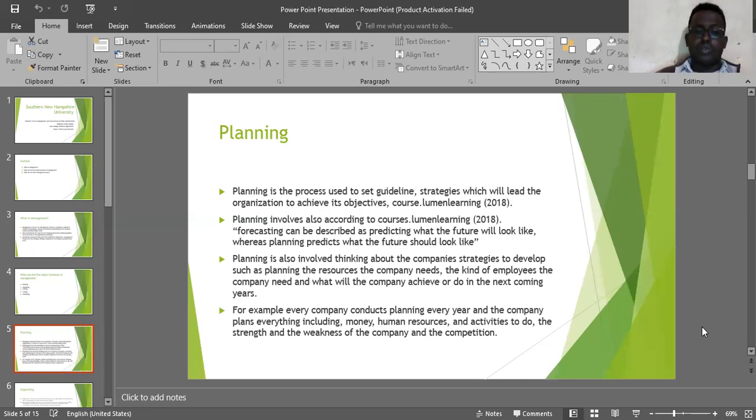Planning also involves thinking about the company's strategy to develop, such as planning the resources the company needs, the kind of employees the company needs, and what the company wants to achieve in the coming years. For example, every company conducts planning every year, and the company plans everything, including money, human resources, activities to do, the strengths and weaknesses of the company, as well as the competition.